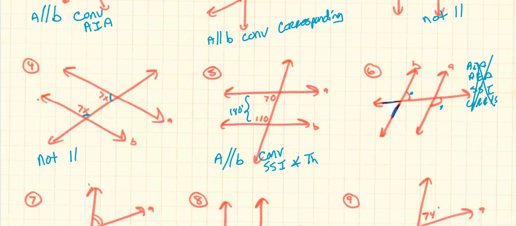So let's check. What I do know is that vertical angles are congruent. So because of that, I can take this angle and bring it over here. So I know that this is also going to be the same. Now, these are same side interiors. So now I've found a pair. But same side interiors should not be congruent. They should be supplementary. So we're going to say not parallel.